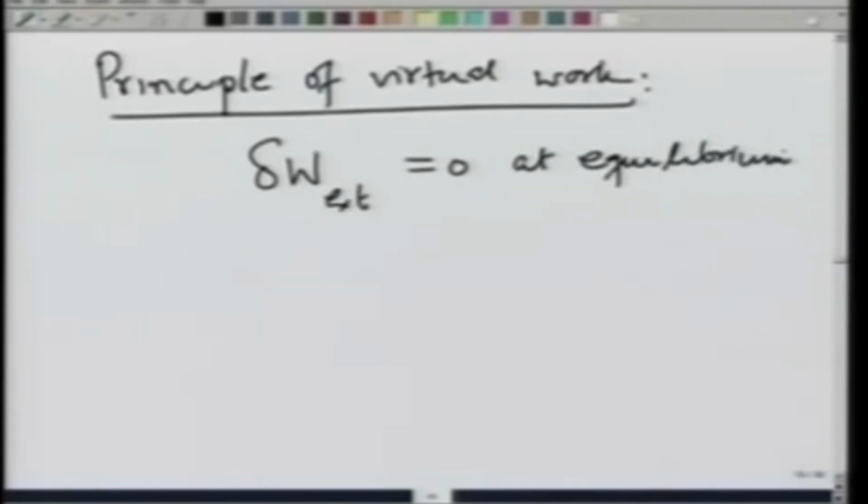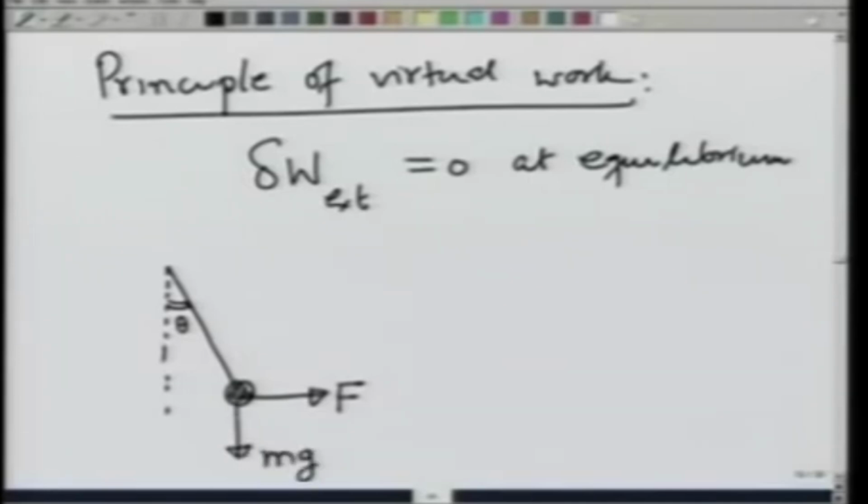And that is sufficient to determine the forces and so on. Let us take an example. I will start with the pendulum example. This angle is theta. This pendulum is supposed to be in equilibrium under the applied force F and the weight of the bob, mg.